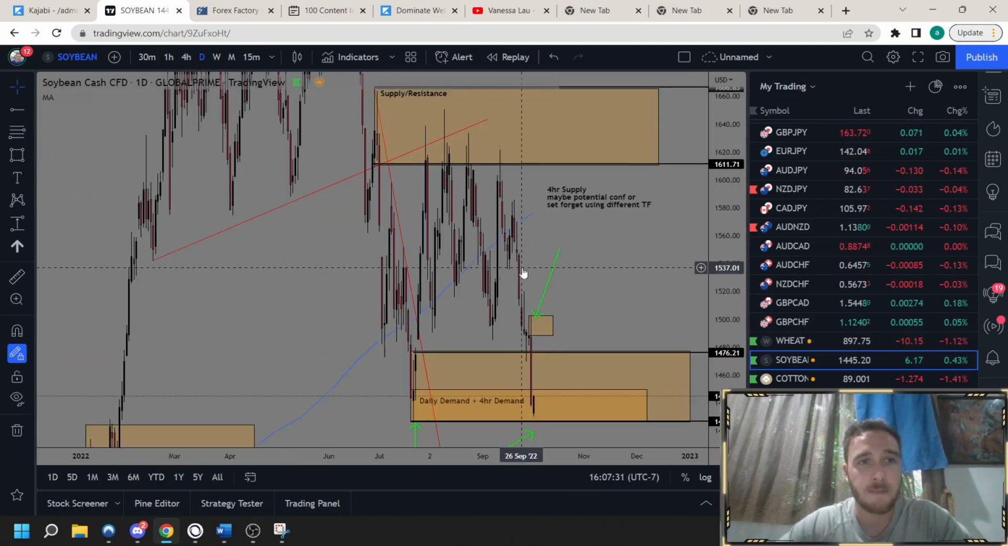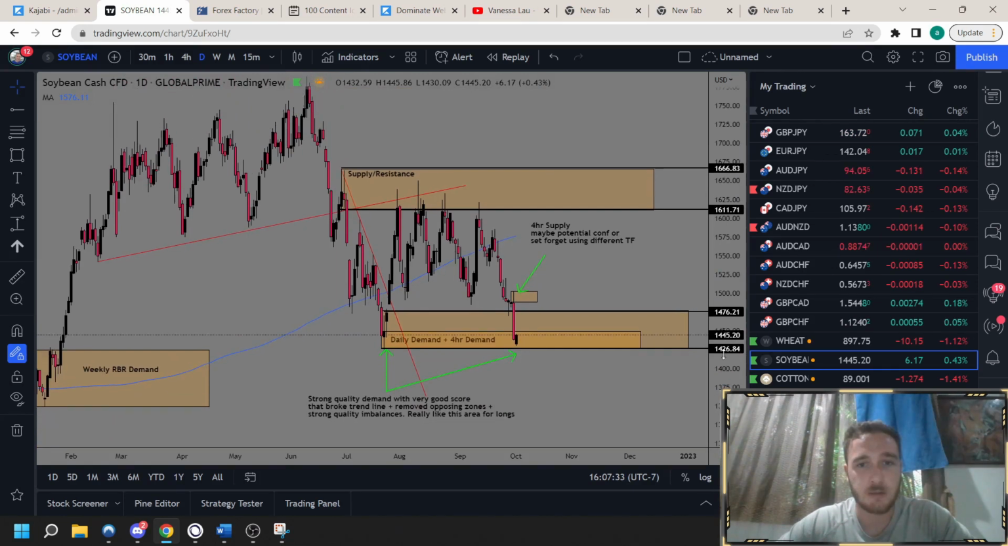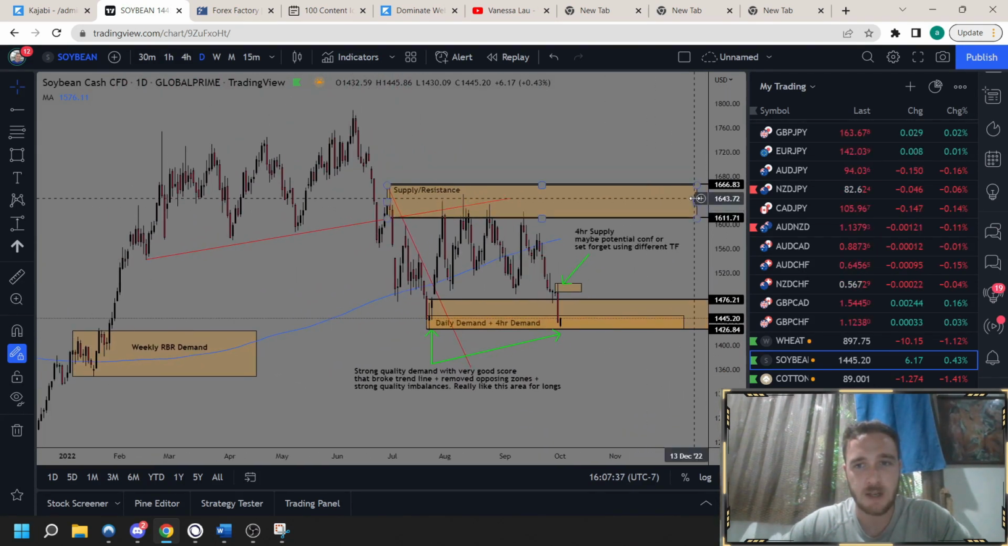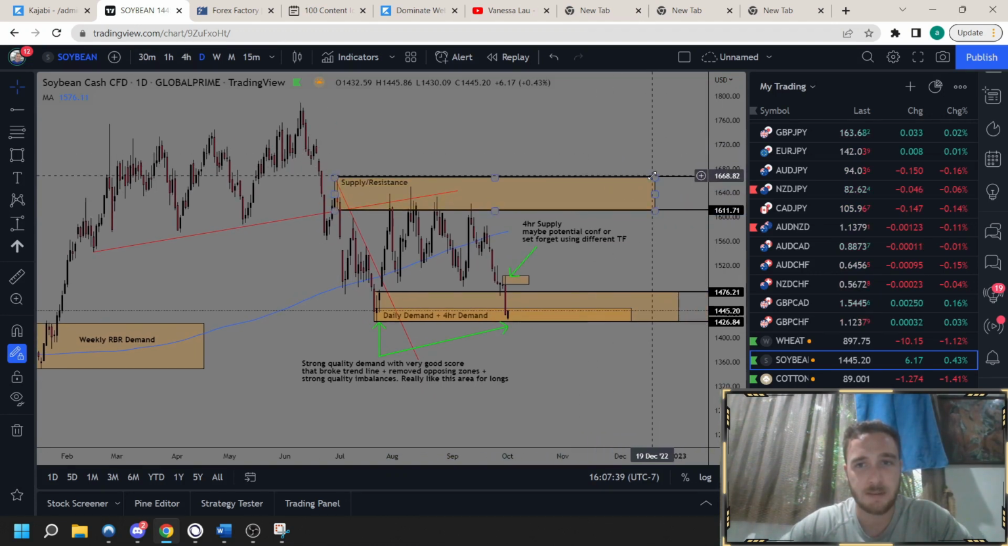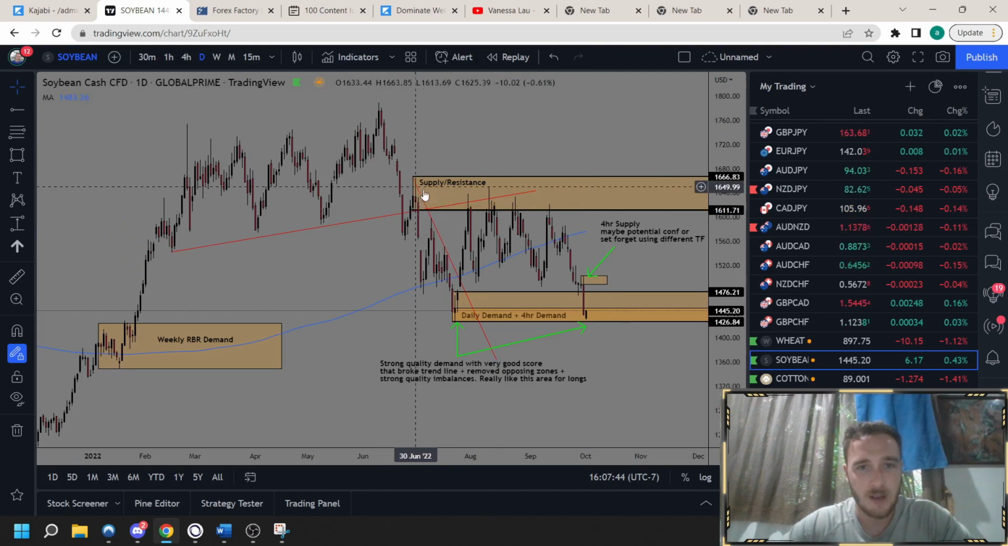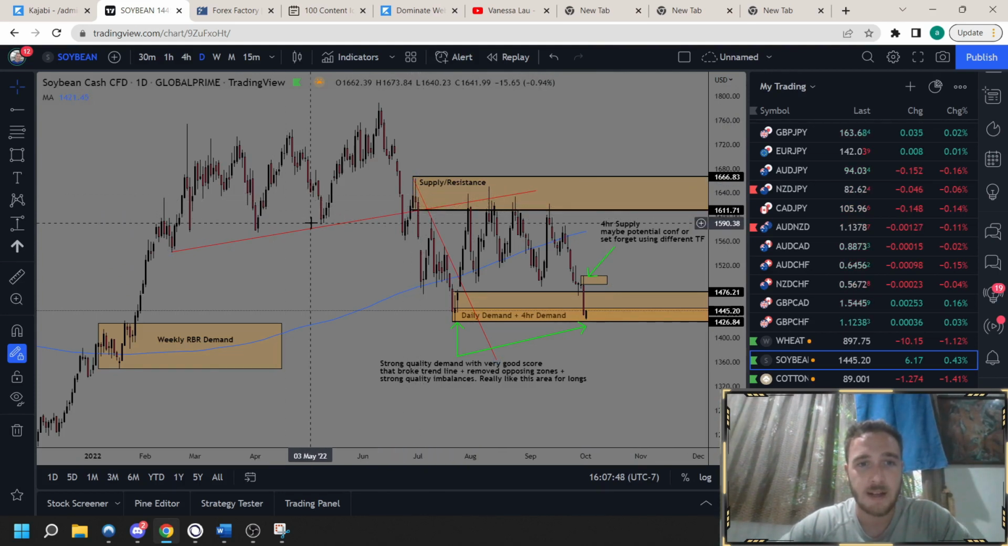It was in a downtrend. So we look at soybeans. This is a really good chart. I really like it. I've talked about it in previous videos. It's nice to finally see prices pulling back into this supply, or in this case, demand. So we've had this supply marked out for quite some time. Really good zone. Why? It removed demand, multiple demand zones.